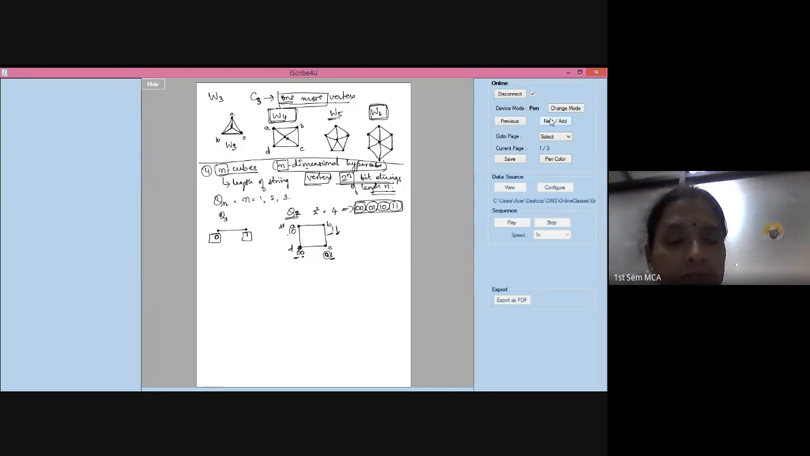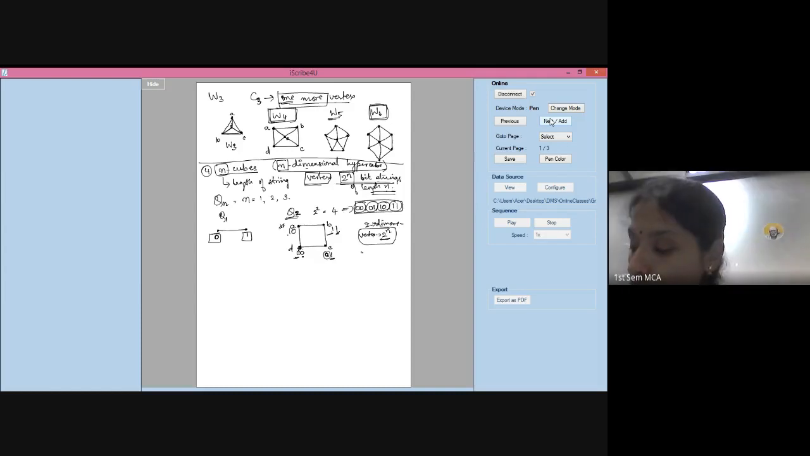Are you clear? Not clear? See, when I say Q2, what is 2 representing? 2 represents the dimensions. Each of the vertices will represent one of the bit combinations of 2 to the power of n. So every vertex will represent some combination of 2 to the power of n.